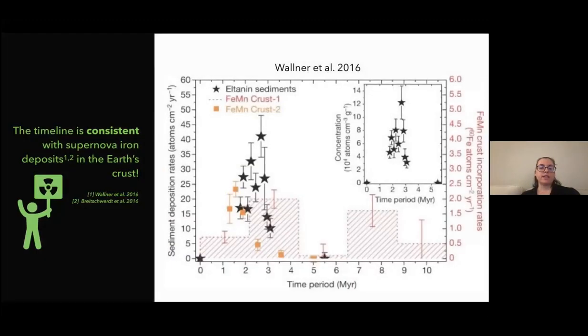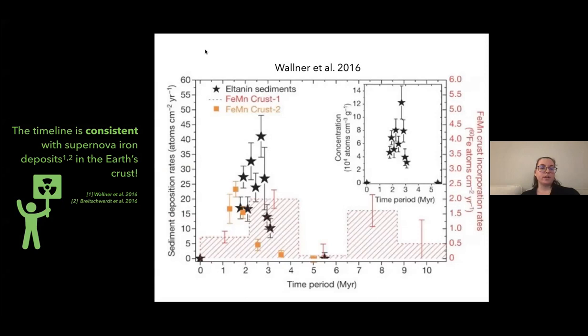And so other studies, specifically by Dieter Breitschwert et al. and Wallner et al. 2016, have looked at how much of an influx in iron-60 there was as a function of the age of the deposits. And this is what that's showing. This is showing sediment deposit of iron-60 produced in these supernovae as a function of time. And they specifically find, Wallner et al. 2016, that there is an influx between about 1 and 4 million years ago.